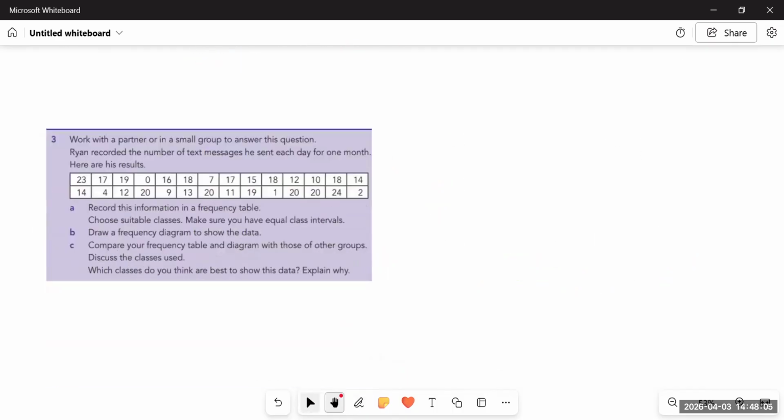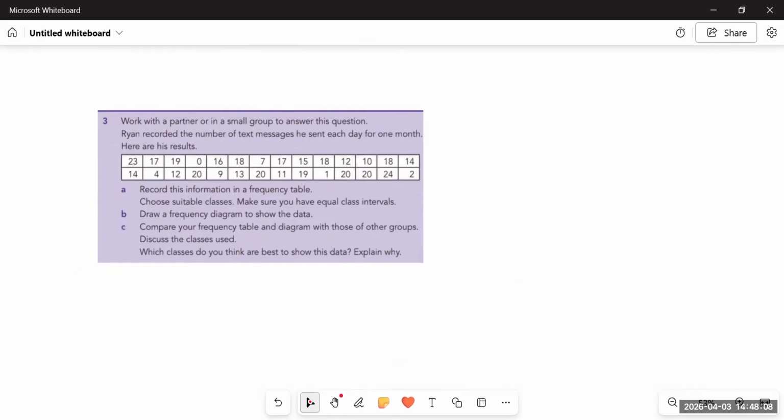Now comes the third question. In the third question, they are saying Rayan recorded the number of text messages he sent each day for 1 month. Here are the results. For 1 month, how many days are there? 1, 2, 3, 4, 5, 6, 7, 8, 9, 10, 11, 12, 13, 14. Again, it's the month of February because there are 28 days in the month of February.